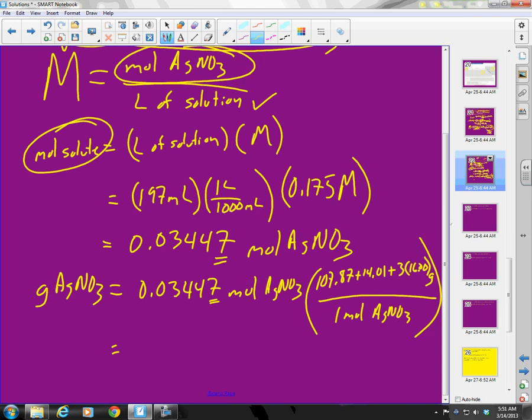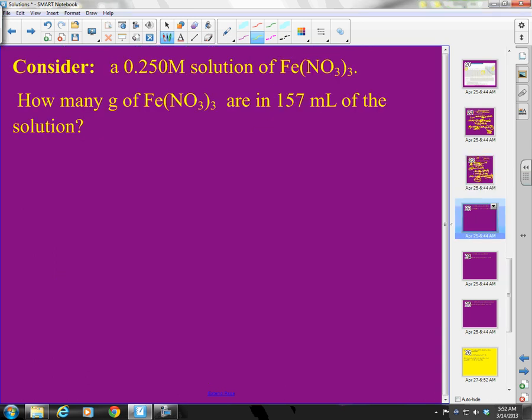0.03447 times quantity 107.87 plus 14.01 plus 3 times 16 is 48, equals 169.88. I remember that. And I get 5.856. So how many sig figs can I get out of this? 3. 5.86 grams of silver nitrate. All right, you guys do this one.